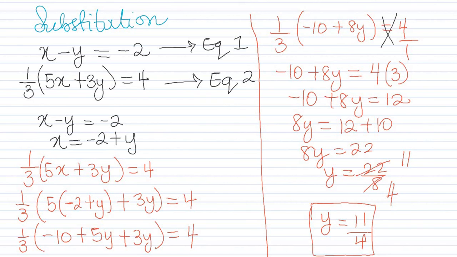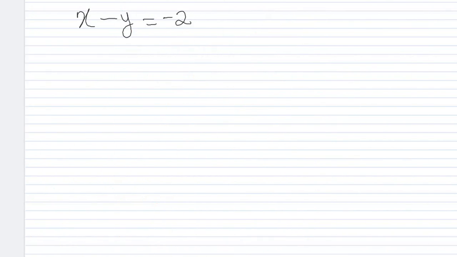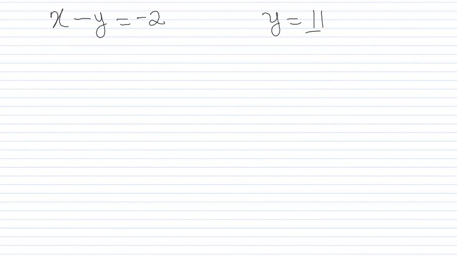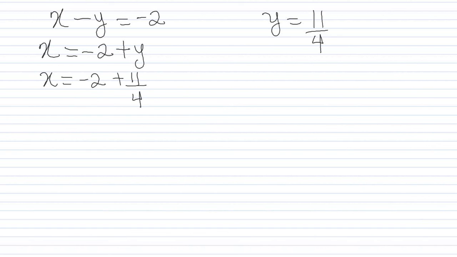Now we have the value of y. So we go from 2 equations to 1 equation, from 2 variables to 1 variable. We just still have our unknown x. So you have x minus y equals -2. So what you end up with is we have the value of y to be 11 over 4. So you have x equals -2 plus y. So x equals -2 plus 11 over 4. We're going to do the exact same thing.